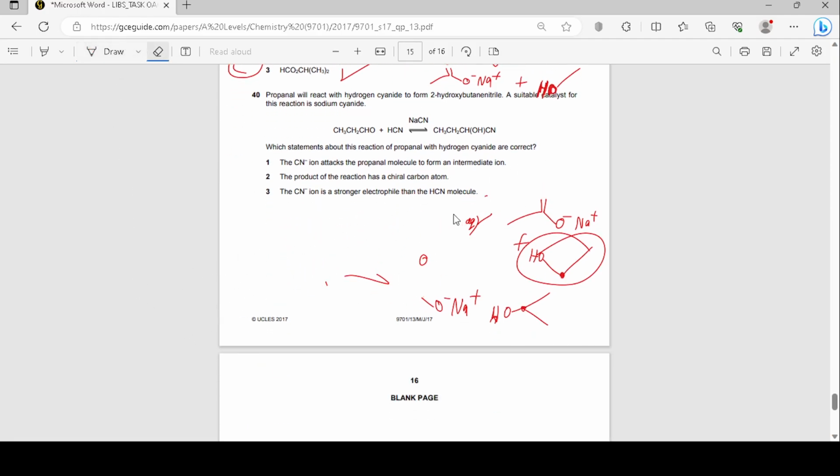Now, propanal will react with hydrogen cyanide to form 2-hydroxybutanenitrile. The suitable catalyst for this reaction is sodium cyanide.